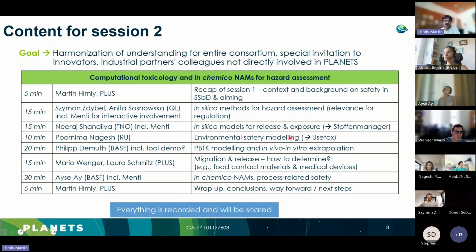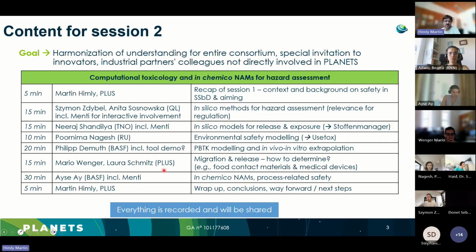We will also see the Stoffenmanager and Neeraj. Then Ponima is going to dive into environmental safety modeling. There we also have a very quick look into use talks. And Philip is then showing us PBTK modeling, which is very relevant for reverse dosimetry, extrapolation from in vitro to in vivo, actually. Mario is then taking it further from this modeling focus to first assessments. So migration and release, how to determine. And he's going to use examples from the food contact materials and medical devices area.